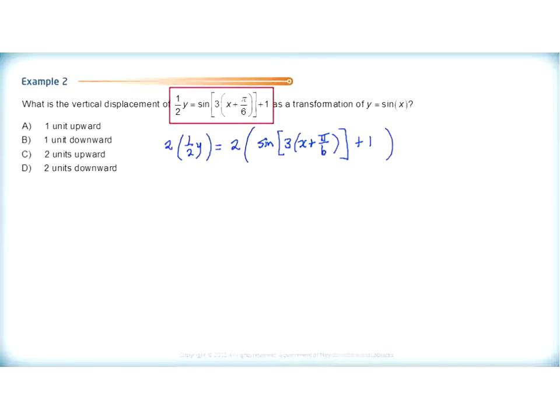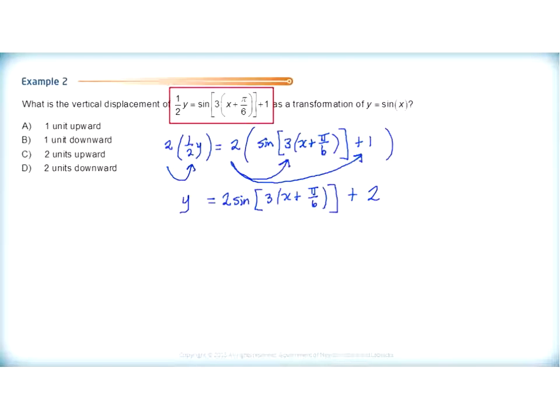When you multiply 2 times 1/2 y, it results in just y. But then the 2 has to be multiplied by the sine of the angle part. So you get 2 sine of 3 times x plus pi over 6. And the tricky part of this question is the 2 also needs to be multiplied by that 1. So you have a plus 2 at the end.